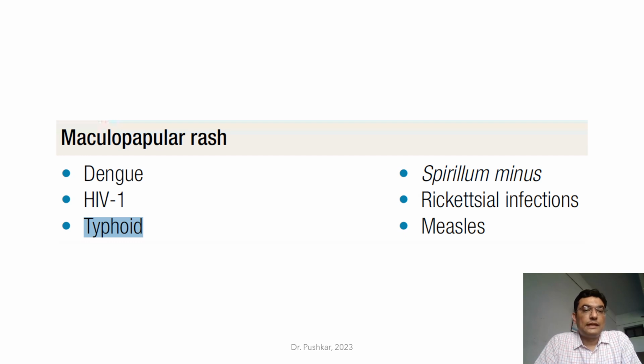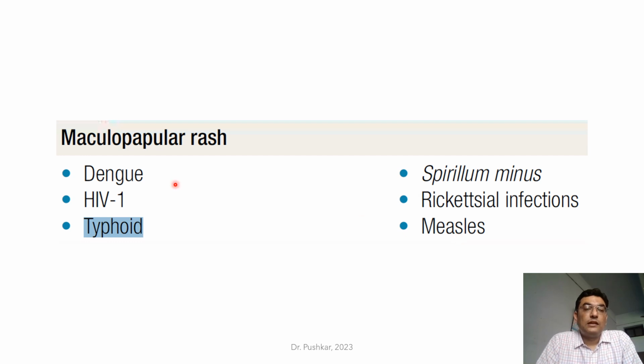So we saw that in typhoid there are rose spots. Rose spots are a maculopapular rash, or we can simply say erythematous rashes are there. The differential diagnosis of these rashes includes dengue, HIV-1, spirillum minus, rickettsial infections, or measles.